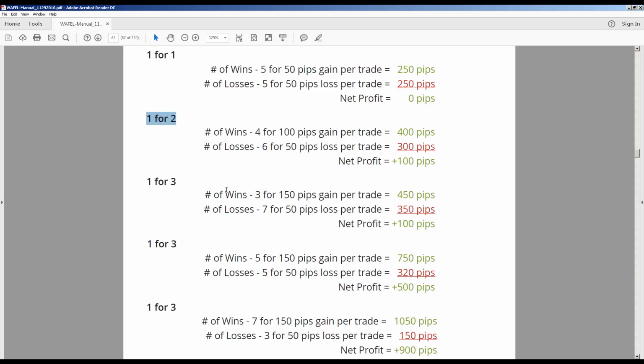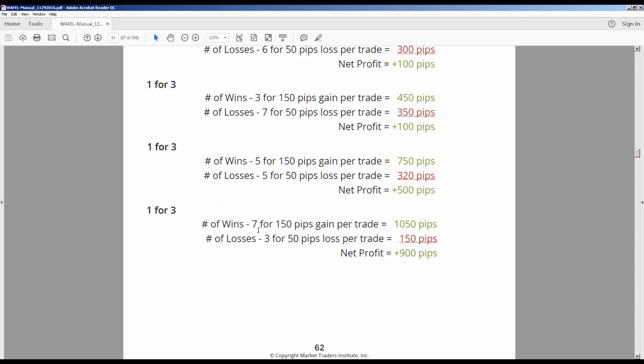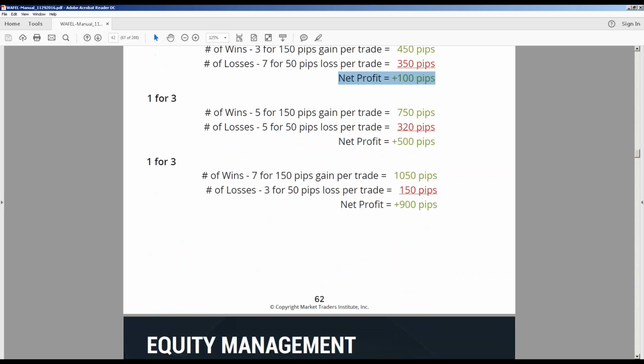A 1-for-3 risk reward ratio, if I have 3 wins at 150 pips a gain on a winning trade, I will be up with 450 pips. And if I have 7 losing trades and I lose 50 pips on a losing trade, I will be down with 350 pips. But I'll still realize a net profit of 100 pips at the end of the day.